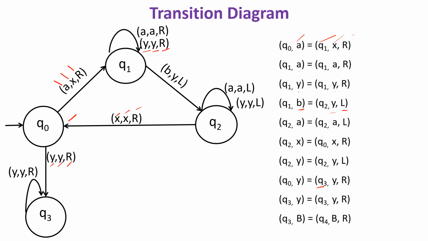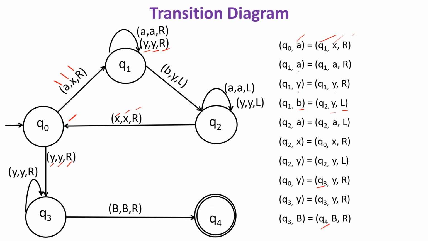And finally, from Q3, a transition will go to Q4, where Q4 is a final state where the blank is kept as it is, and as I said, you can move towards the left or towards the right. Since Q4 belongs to F, the string is accepted. So this is the transition diagram for the given Turing machine.